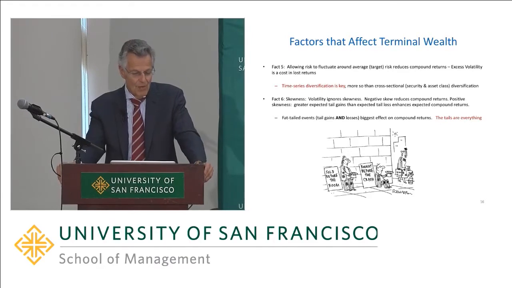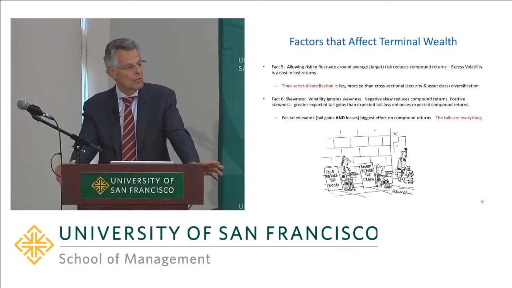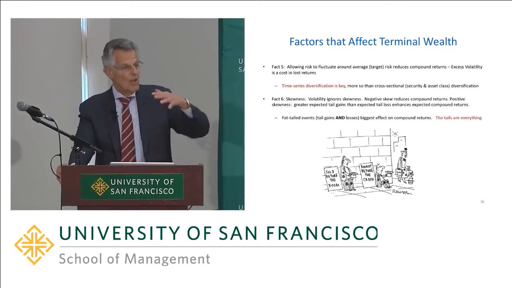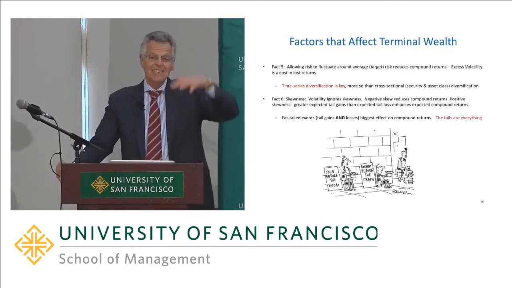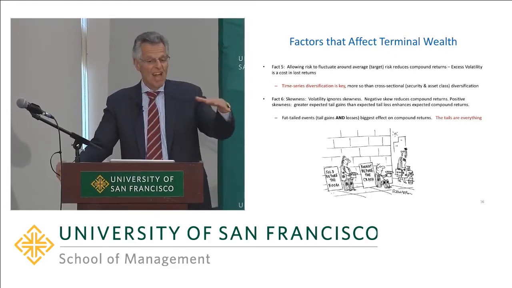So allowing risk to fluctuate around average target reduces compound return. So if volatility is your enemy, excess volatility is also your enemy. That means if you have a target risk of whatever volatility level, if you allow your risk to fluctuate around that target, it'll reduce your compound returns.